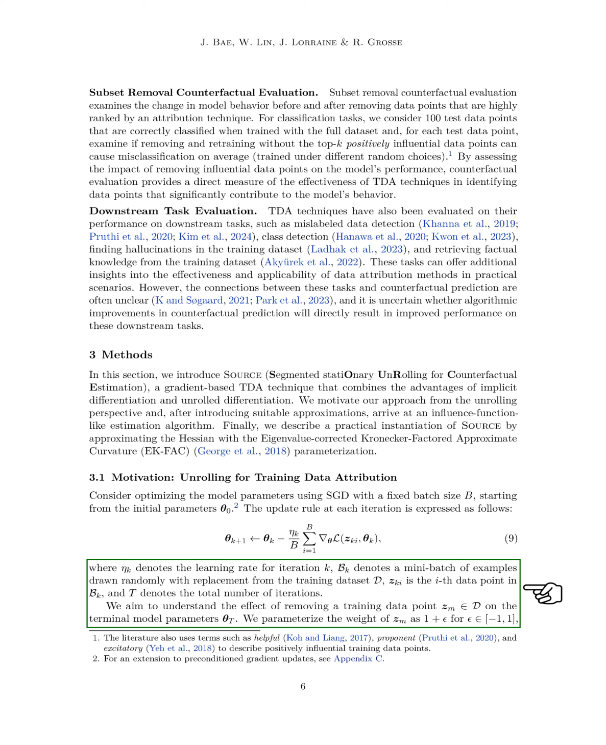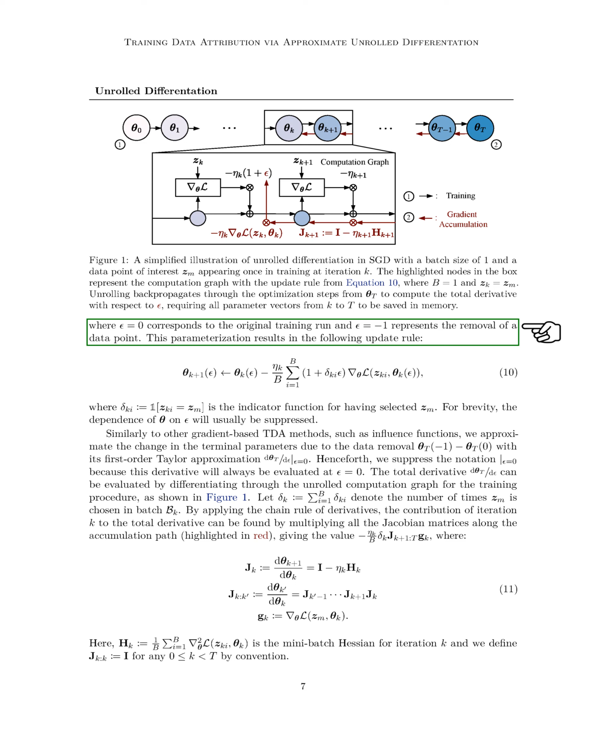Our goal is to investigate the impact of removing a specific training data point, bold symbol Z_m, from D on the final model parameters, bold symbol theta_T. We represent the weight of bold symbol Z_m as 1 plus epsilon, where epsilon ranges from -1 to 1. When epsilon equals 0, it corresponds to the original training run, and when epsilon equals -1, it means removing the data point. This representation leads to a particular update rule involving an indicator function.